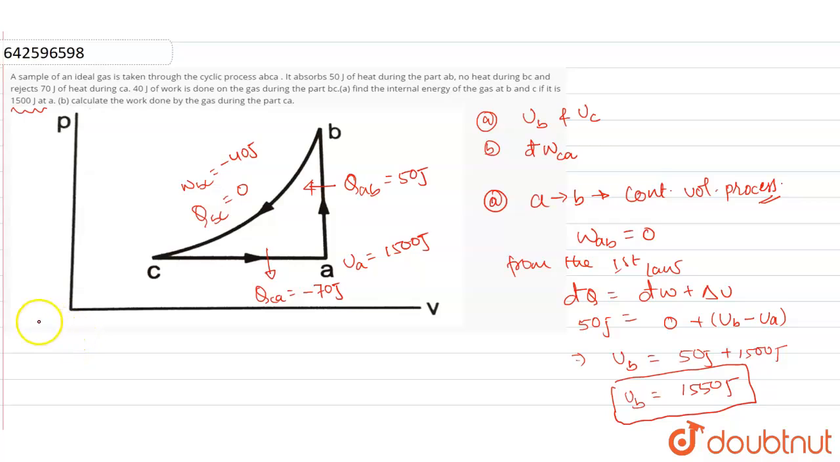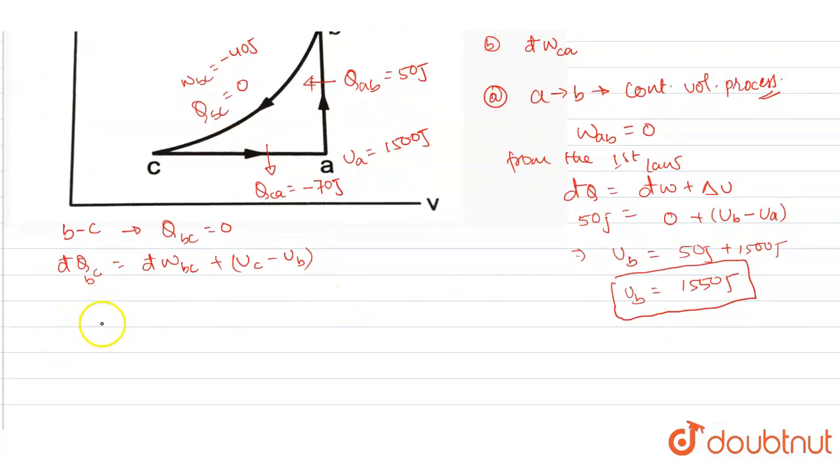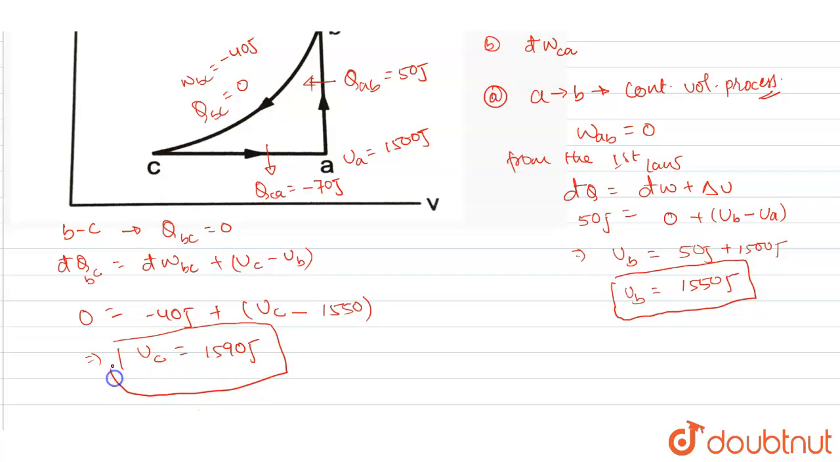for the process B to C, we have been given that heat in the process B to C is 0. Now again applying the first law of thermodynamics, we get dQ in the process B to C equals dW in the process B to C plus change in the internal energy, so UC minus UB. Now substituting the respective values, we get 0 equals the work done in the process BC, minus 40 joules, plus internal energy at point C minus internal energy at point B, which we calculated as 1550 joules. From here we get the internal energy at point C as 1590 joules. So we have calculated the internal energy at point B and point C.